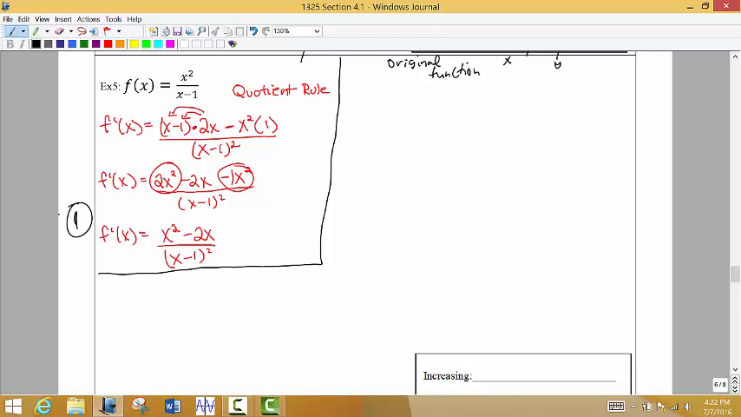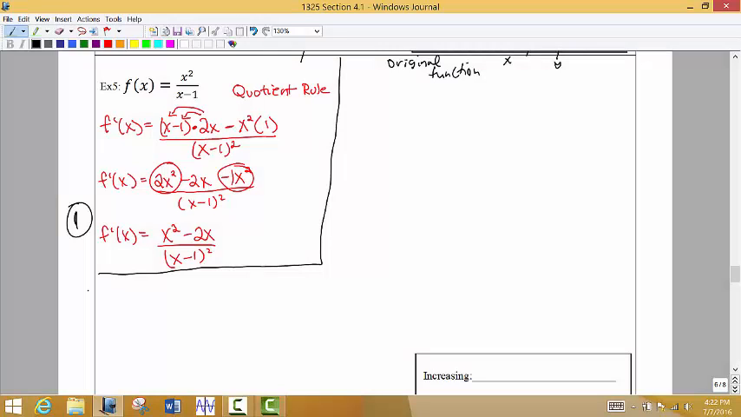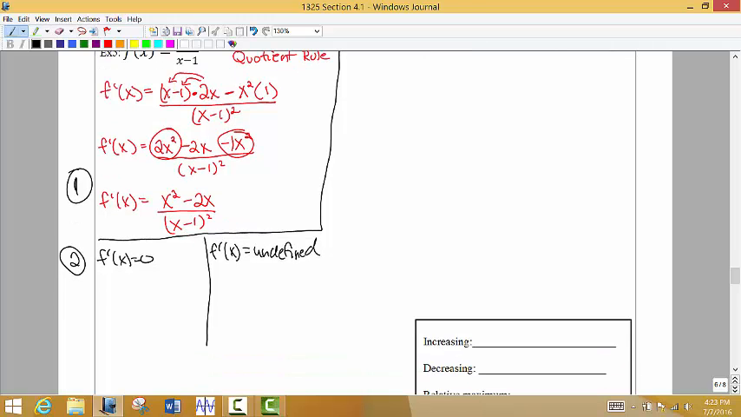Remember, the first step is to find the first derivative. The second step is to set the first derivative equal to 0. We're going to find out what x values cause that to happen, and to find out what makes the first derivative undefined. So what x values would cause these two things to happen. All right, so let's do this. First derivative, set it equal to 0.